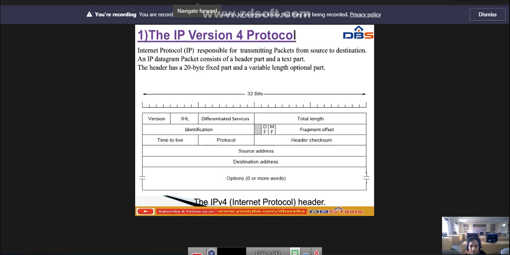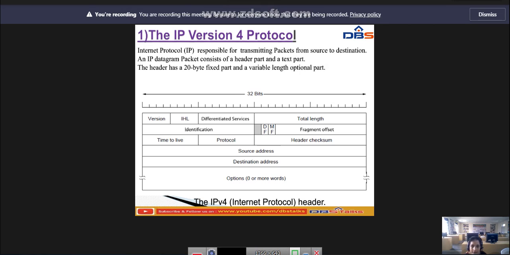Coming to the first one, IP version 4 protocol. What is meant by this? An appropriate place to start our study of the network layer in the internet is the format of IP datagrams themselves. An IP datagram consists of a header part and a text part. The header has a 20 byte fixed part and a variable length optional part. The header format is shown in this diagram.